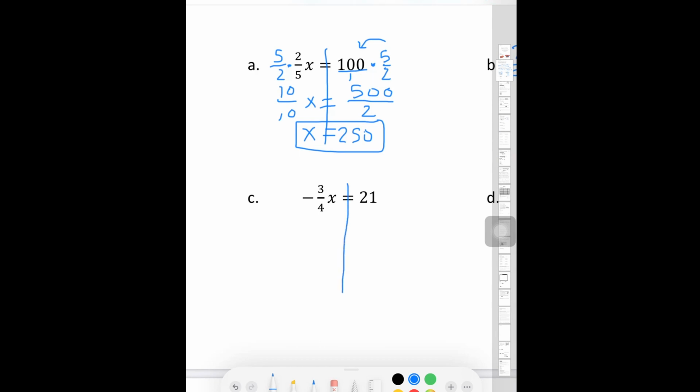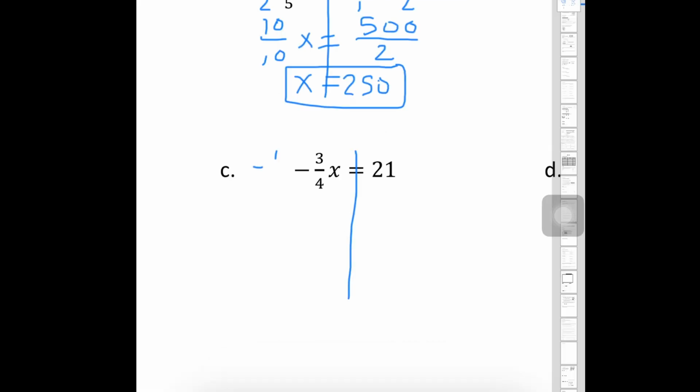And now we move on to letter C. Take a second before you watch this video and see if you can figure out what you would multiply both sides by. Right now we have -3/4 x equals 21, and I want to get rid of the -3/4 times the x, so I got to do the opposite, which is divide. But guess what? Coefficient is a fraction, so I'm going to multiply by its reciprocal instead, which is -4/3. But whatever I do on one side, I have to do on the other. So here we also have times -4/3.